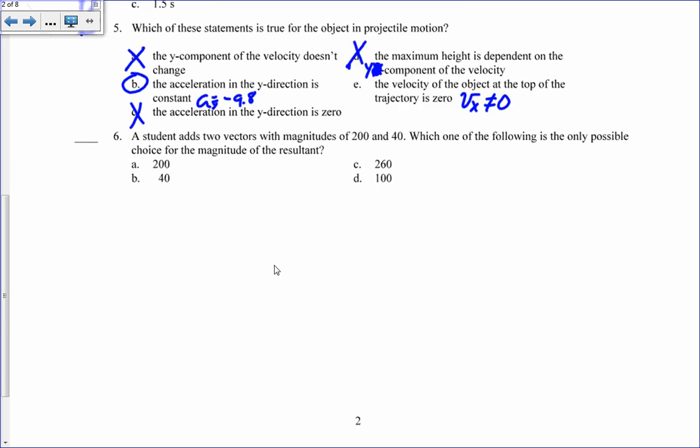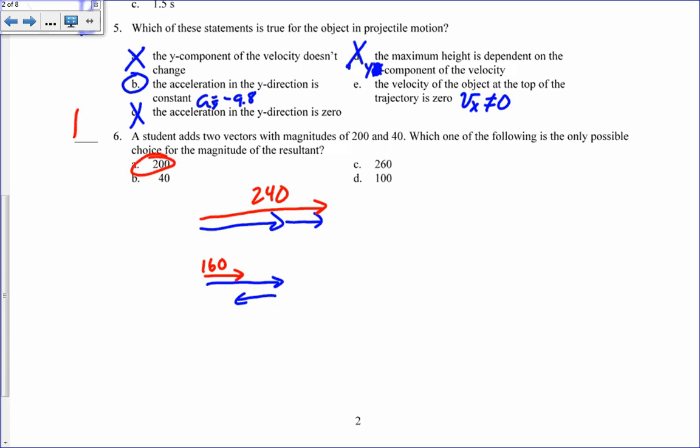Student has two vectors with magnitudes 200 and 40. So I have a 200 and then I have a 40. How can I add them together? I can either add them that way or I can add them in this way. This gives me a vector 240 units in length, and this gives me a vector 200 minus 40, which is 160. So it has to be between 160 and 240. That's A for number 6.